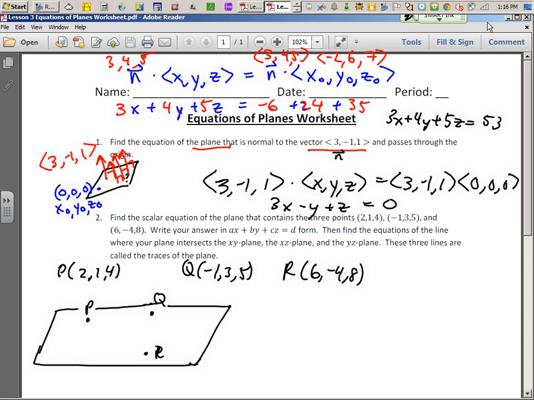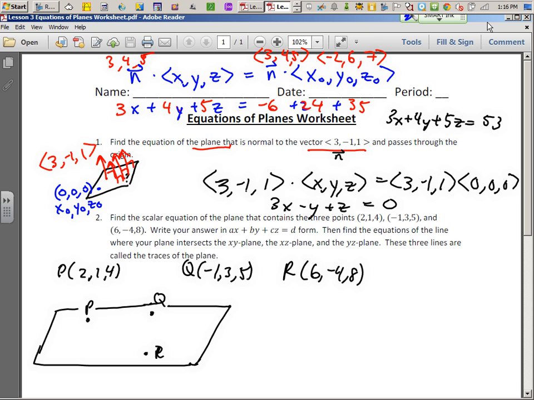Right now, you could construct, if you wanted, 3 different vectors in the plane. You could find vector PR, vector RQ, vector PQ, there's actually 6 of them, vector QP, vector RP. There's 6 possible vectors you could jot down right now. But none of them are normal to the plane, unfortunately. That's bad news.